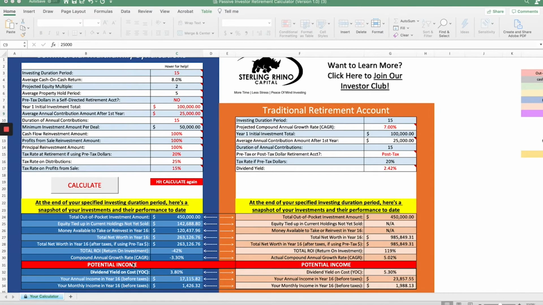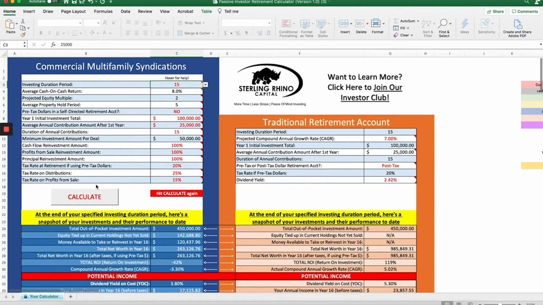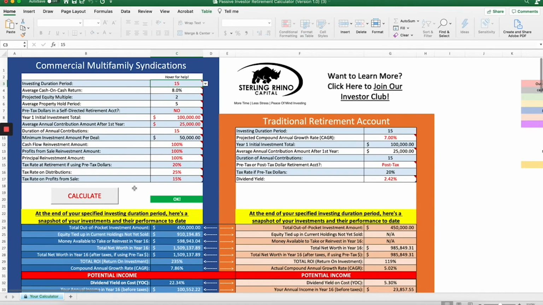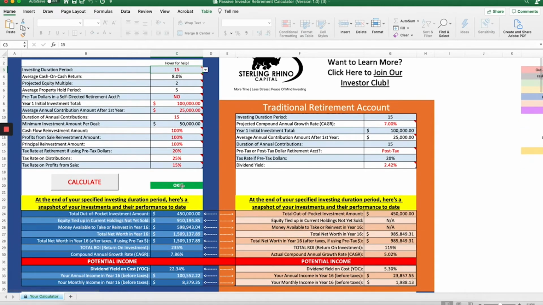All right, so let's get ready to calculate. If you see this red hit calculate again, that means you have to keep hitting this button until it calculates your numbers. So we hit that a couple times. We got the green OK. This is key. If it doesn't say OK in green, your numbers are not ready to look at.